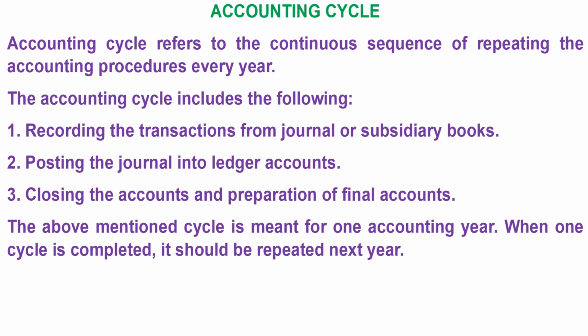Accounting cycle. Accounting cycle refers to the continuous sequence of repeating the accounting procedures every year. The accounting cycle includes the following. 1. Recording the transactions from journal or subsidiary books. 2. Posting the journal into ledger accounts. 3. Closing the accounts and preparation of final accounts. The above-mentioned cycle is meant for one accounting year. When one cycle is completed, it should be repeated next year.